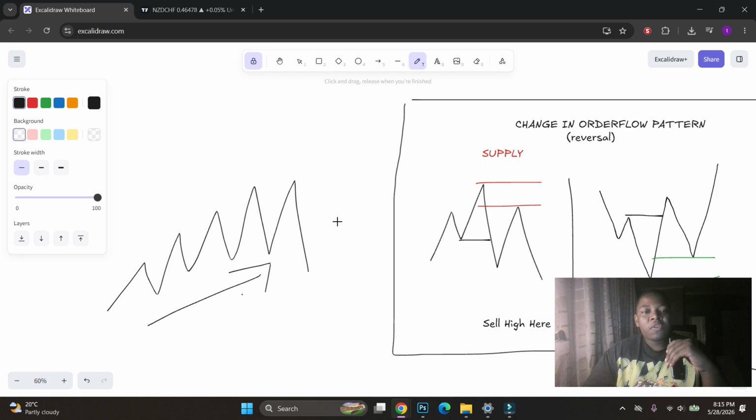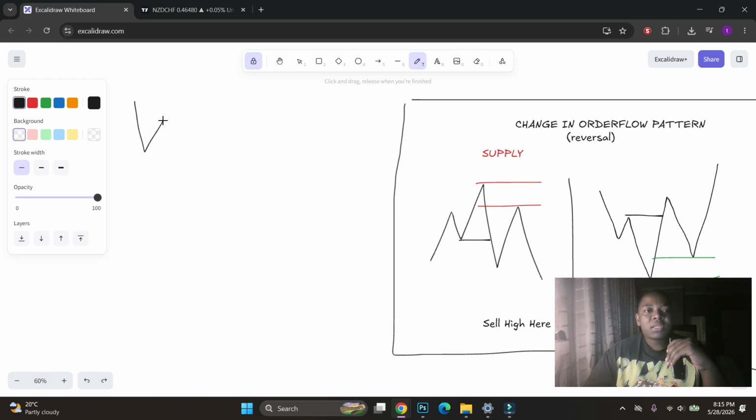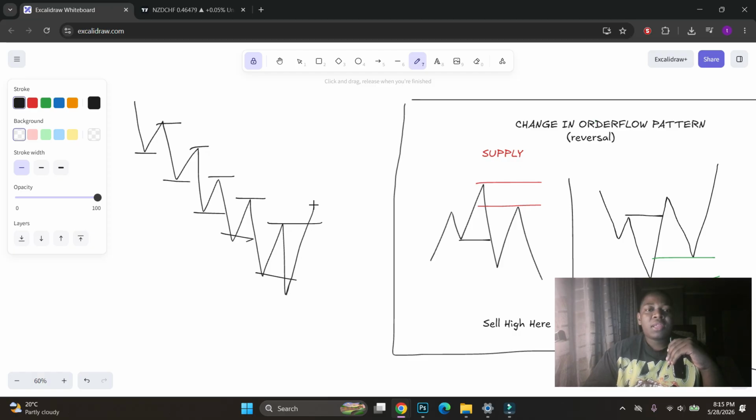The reason it's called a change in order flow is because we're changing order flow from the upside, and now we need to go to the downside. Same as a downtrend. If price is heading down, giving us lower highs, lower lows, lower lows, once price breaks that high, there's a story on its own. It's a change in order flow, meaning price wants to head up.